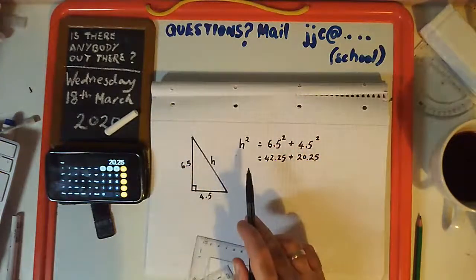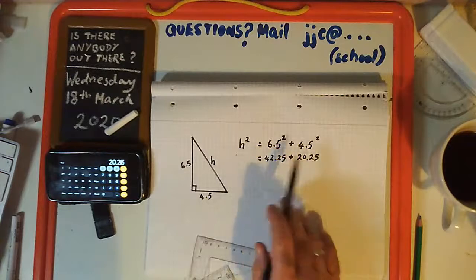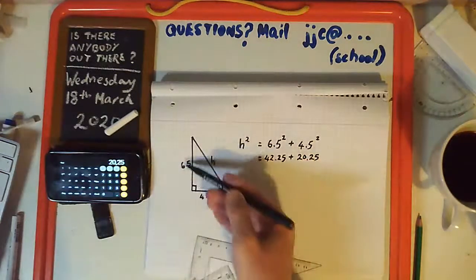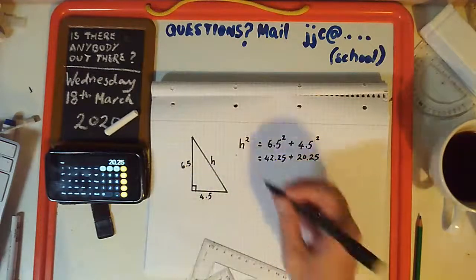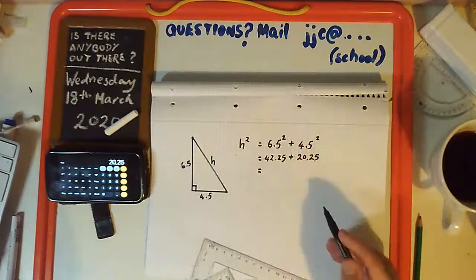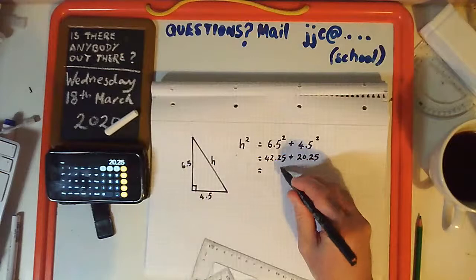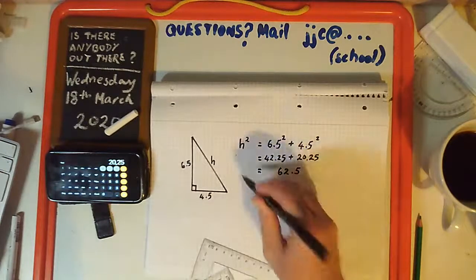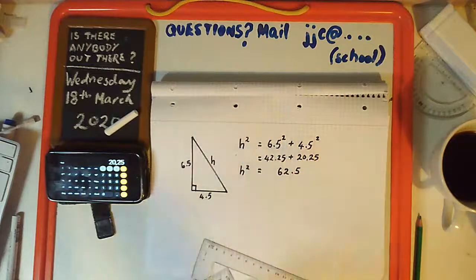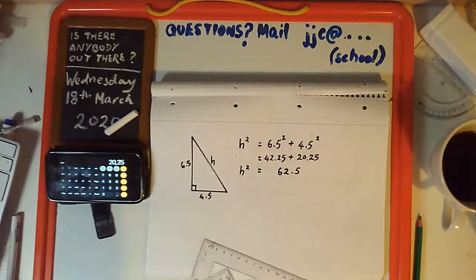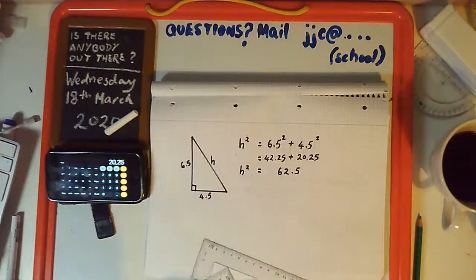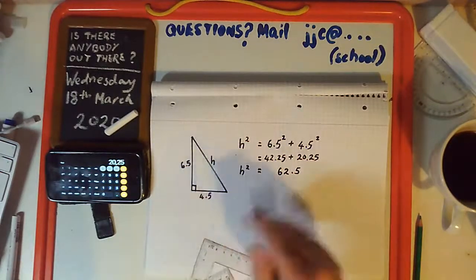20.25. So h squared equals 4.5 squared plus 6.5 squared. This squared equals this squared plus this squared. And that all comes to, let's add them up, 62.5. So h squared is 62.5. So remember, squared means times by itself, multiplied by itself. It doesn't mean times 2.